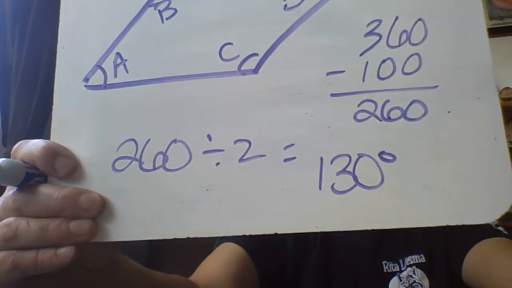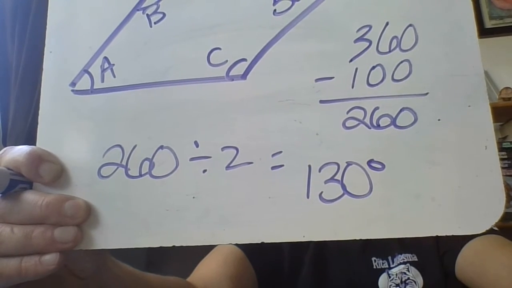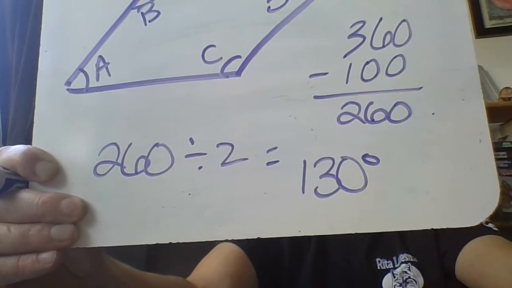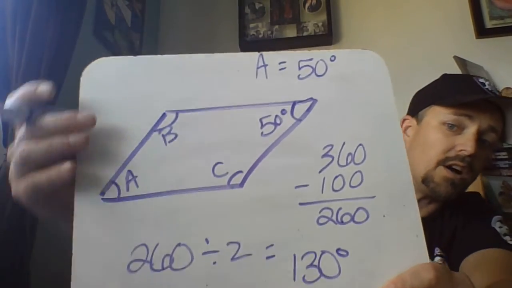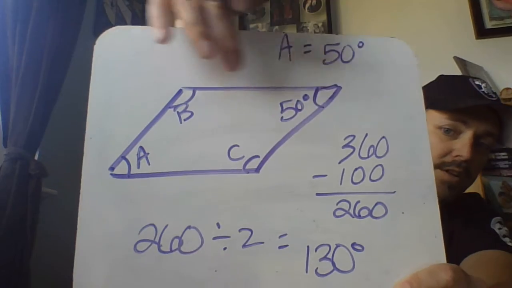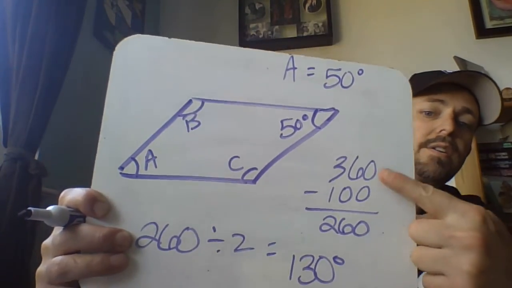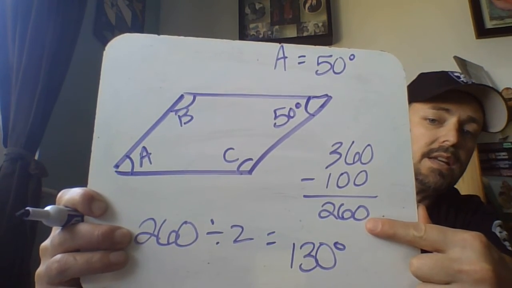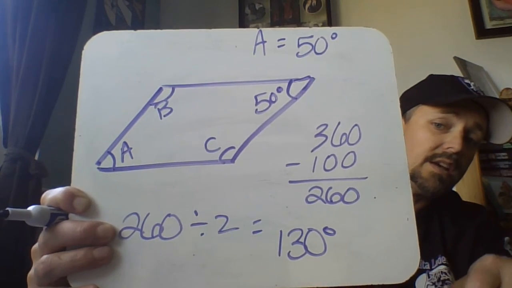Now I don't expect you to have to do that in your head. I don't have room on this little whiteboard to do that, but you can go ahead and write that out as long division if you need some help with that. So now you know that angle A is 50 degrees because it's congruent with its opposite angle in a parallelogram. And then for B and C, you simply take away that 100 degrees, you get 260, and you divide that by 2 because those two have to be equivalent as well. So B and C are going to be 130 degrees each. And that is how you solve for unknown angles in a quadrilateral.